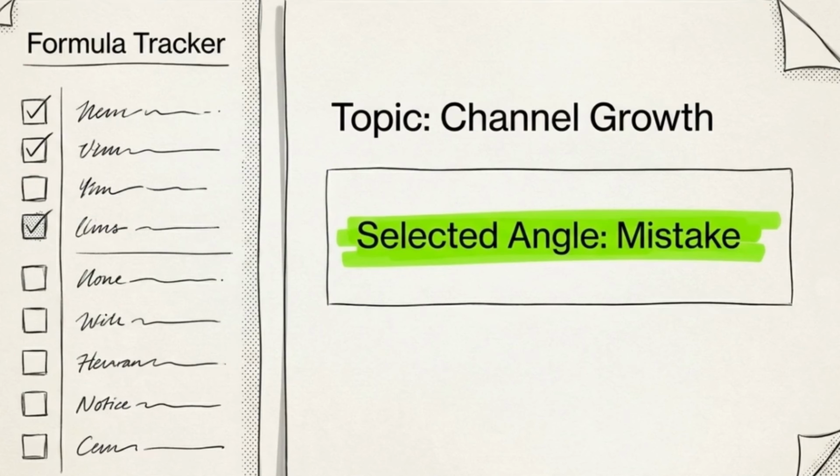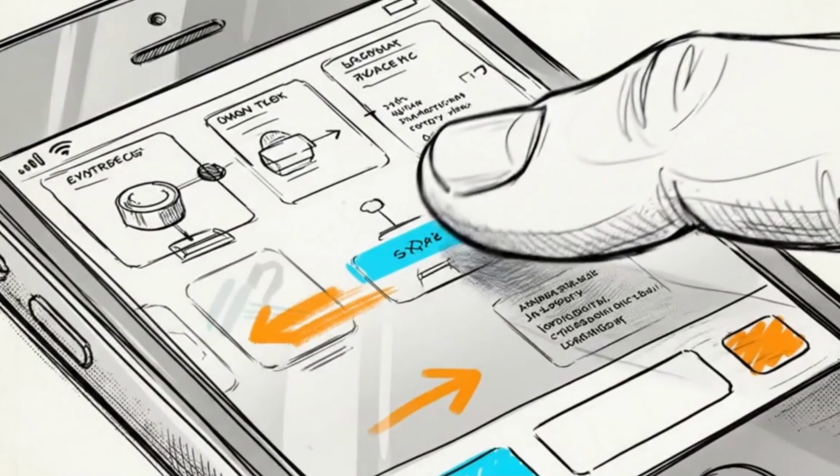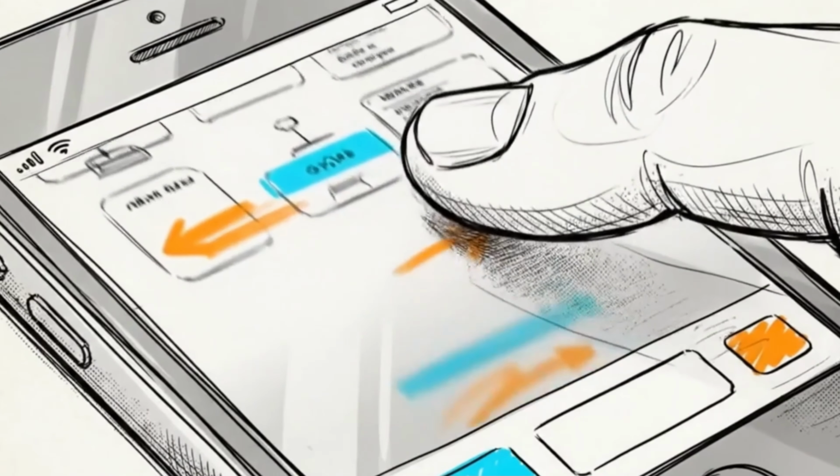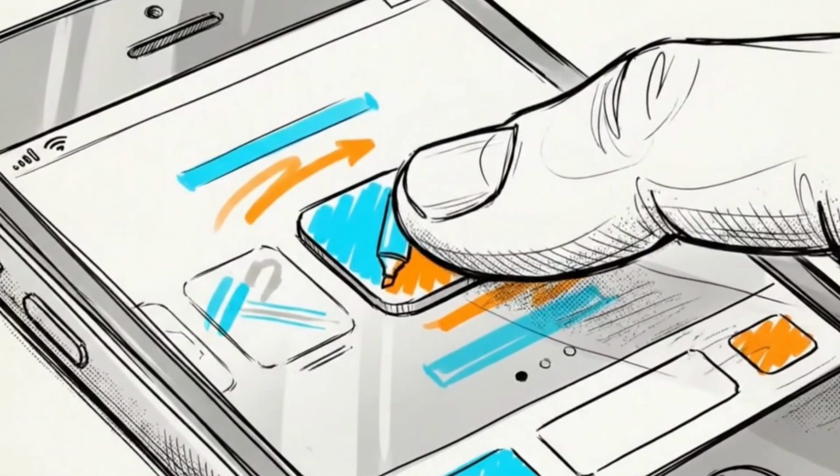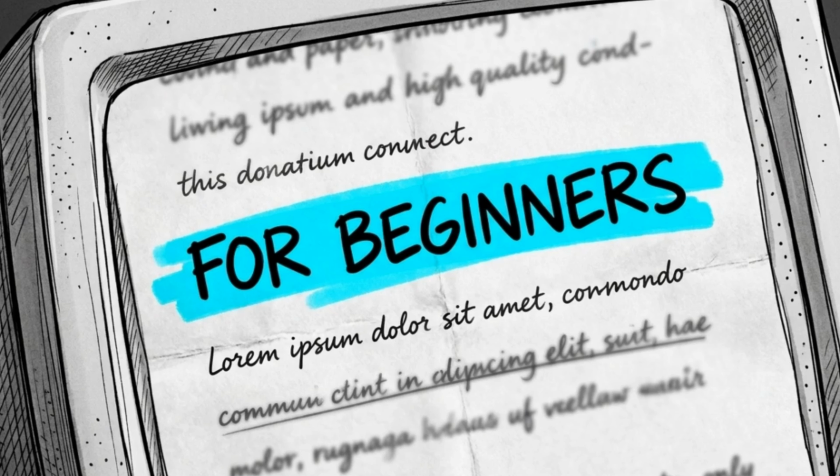For example, applying the mistake angle to a growth tutorial, our draft becomes how to grow a YouTube channel, fix the 0 views mistake. This specific reason acts as the active mechanism that instantly converts a scrolling viewer into an interested one. Step 3 is calling out your specific audience.